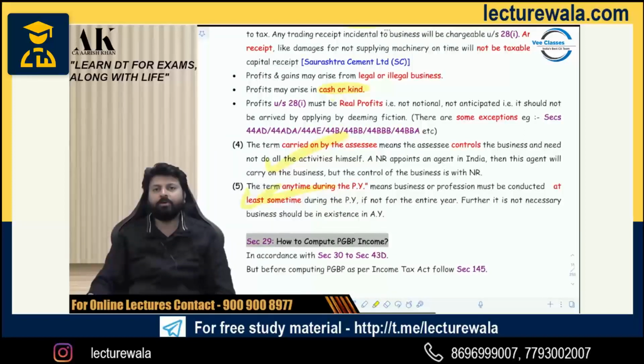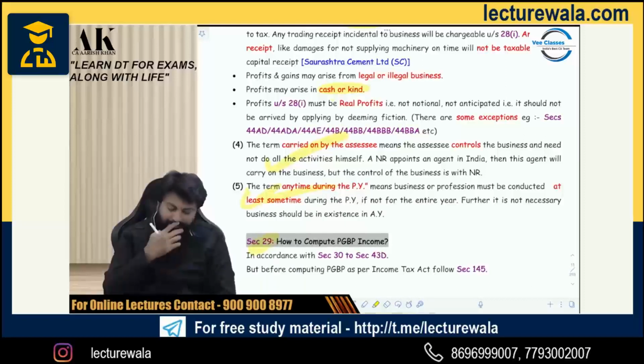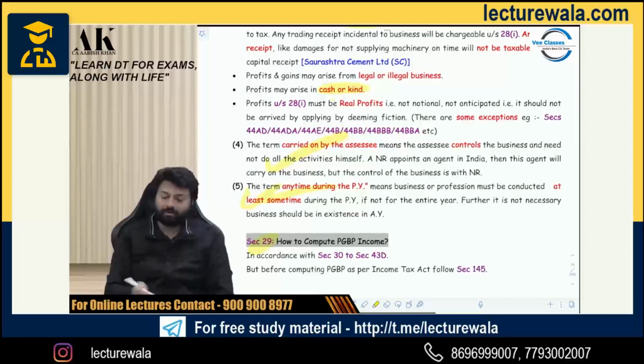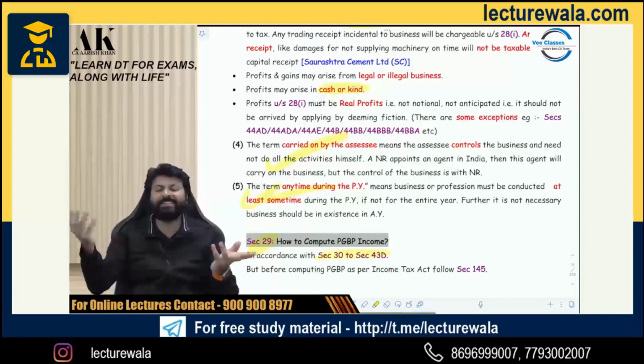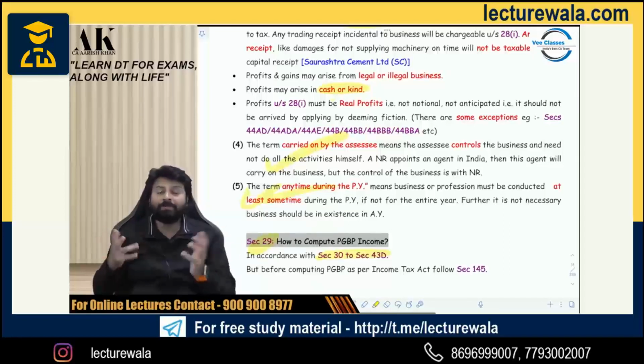So once we come to know what comes under PGBP, what does not come under PGBP, the next step as a taxpayer should be to compute the income. Now, how to compute income? For that, section 29 is there, and section 29 says that you have to follow section 30 to 43D. That's it. It's a very simple answer. Such a big question, how to compute a PGBP income, they have given in a very simple line. They say study section 30 to 43D, you will come to know how to compute PGBP income.